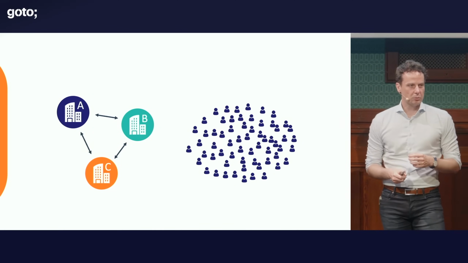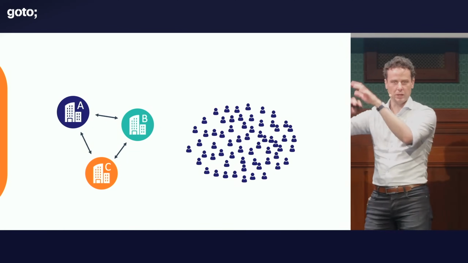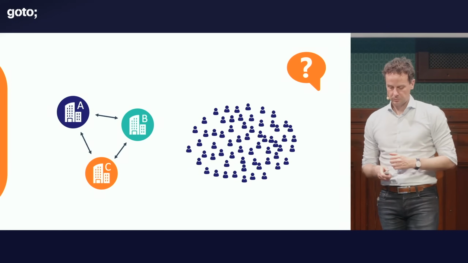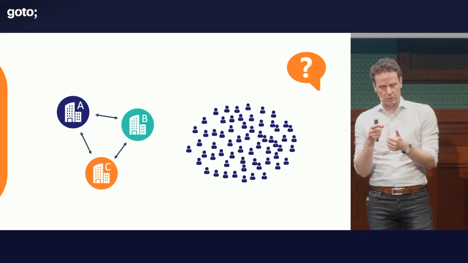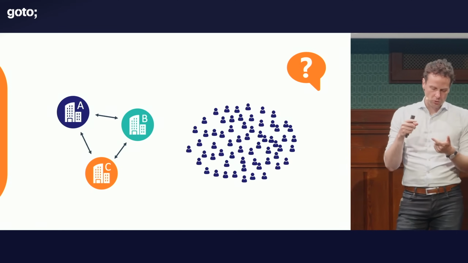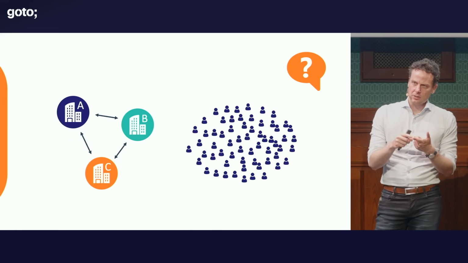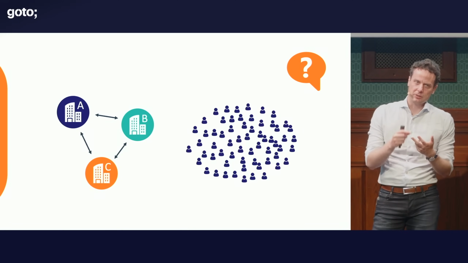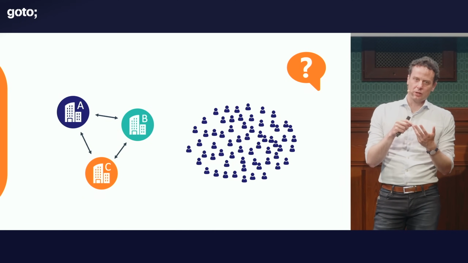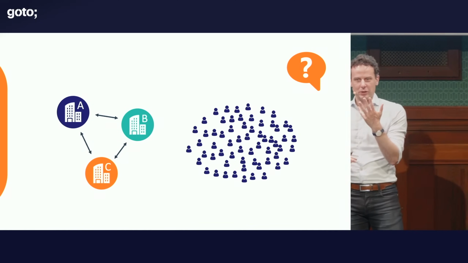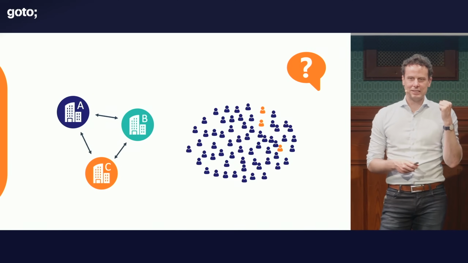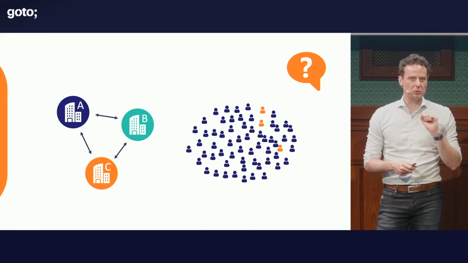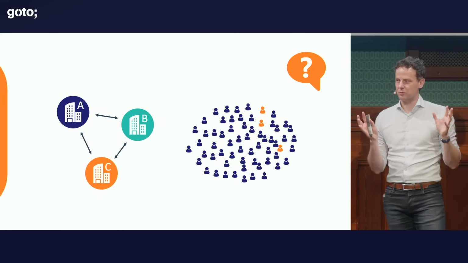Or suppose you do a query on a population of persons, and you say, I want people with a certain gender and a certain income who live in Amsterdam, work at booking.com. Well, you do this query and only three people come out. That's also a problem, because then actually you learn a lot about these three people.